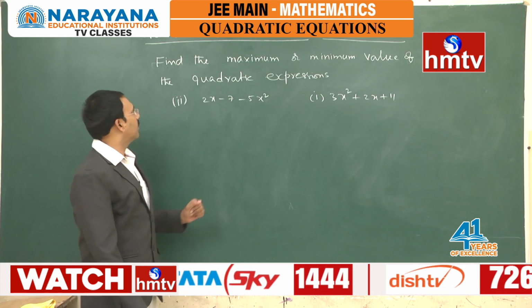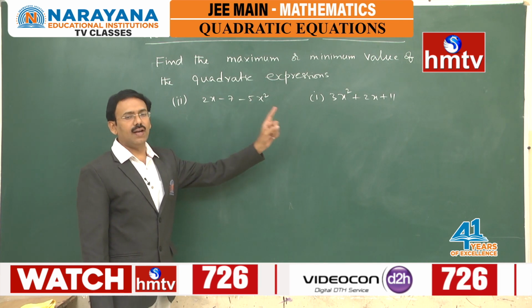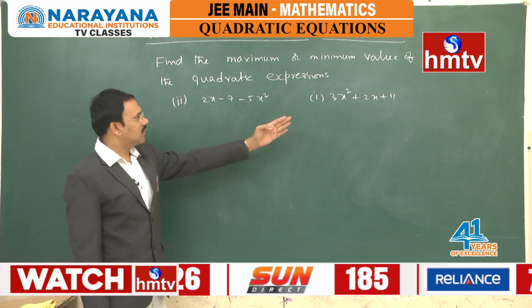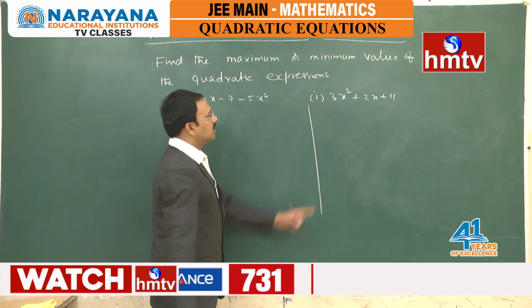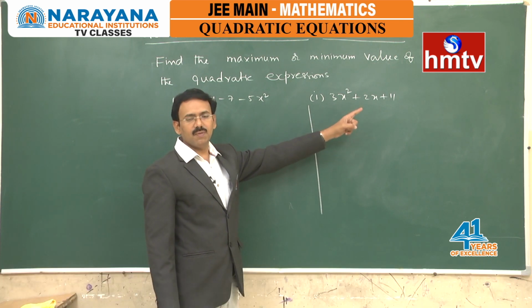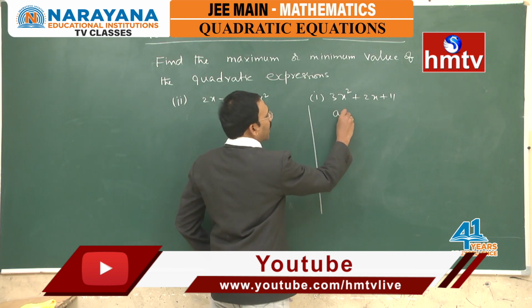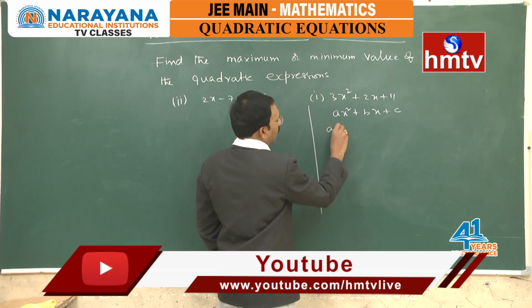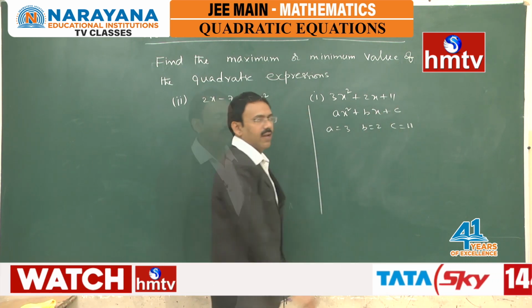Now, you see this problem. Find the maximum or minimum value of the following quadratic expressions. There are two expressions given. First, you see this expression, 3x square plus 2x plus 11 is the expression. First, you try to compare this with ax square plus bx plus c. Here a is 3, b is 2 and c is 11.